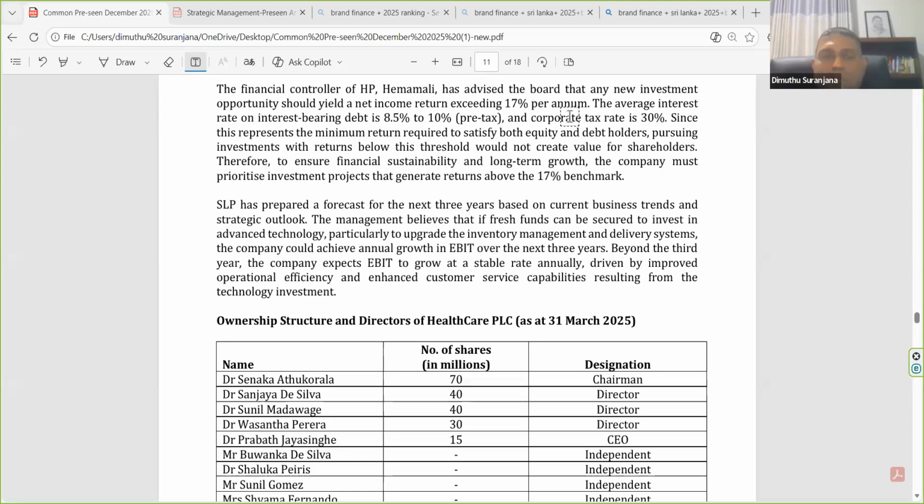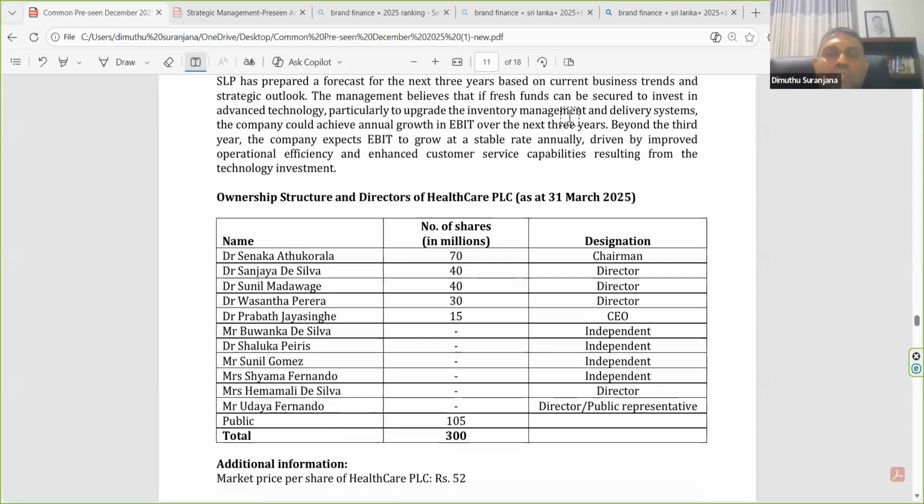Not easy now, right? SLP has prepared a forecast for the next 3 years based on current business trend and strategic outlook. The management believes that if fresh funds can be supported to invest in advanced technology, particularly to upgrade the inventory management and delivery system, the company could achieve annual growth in EBIT over the next 3 years. During the third year, the company expects EBIT to grow at a stable rate annually, driven by operational efficiency and enhanced customer service capabilities from the technology investment. These are more connected with financial management, guys.